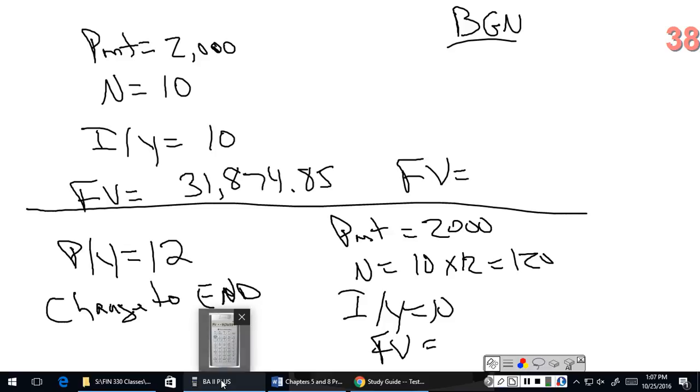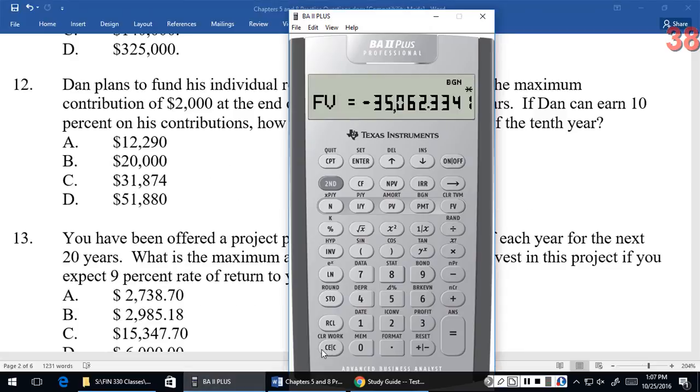Okay, so based on this, let me catch up with you here. Okay, so I'm going to change back. Change the 12 payments per year. So 2,000 is the payment. 120 is the N. 10 I/Y, compute future value. Is that right? Yeah. All right, so that would be the future value.